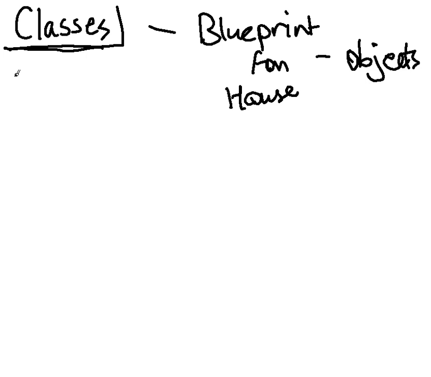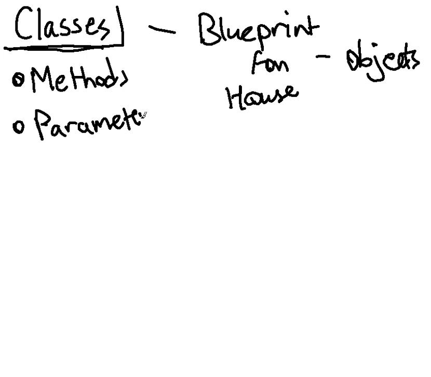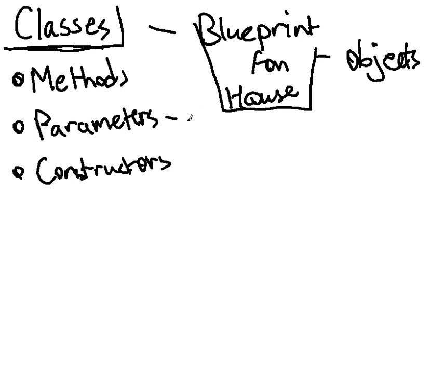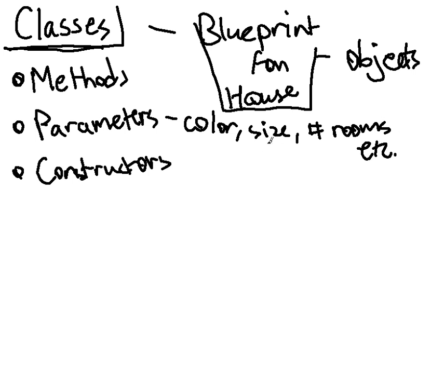Alright? Classes have methods, they have parameters, and they have constructors. Now, parameters, going back to the house metaphor, could be like the color of the house, the size, the number of rooms, etc.